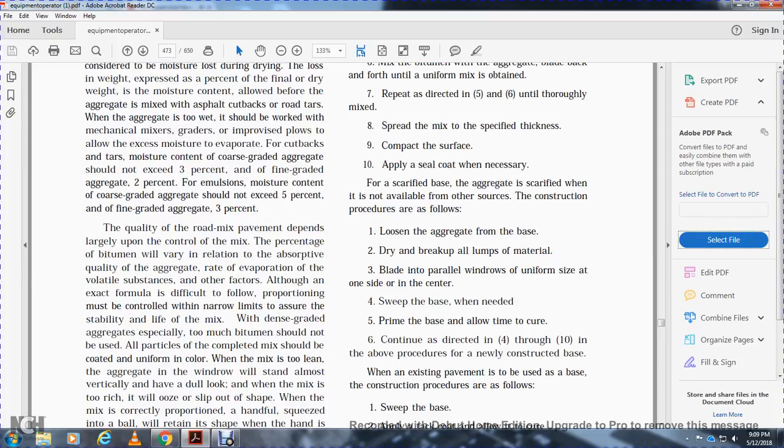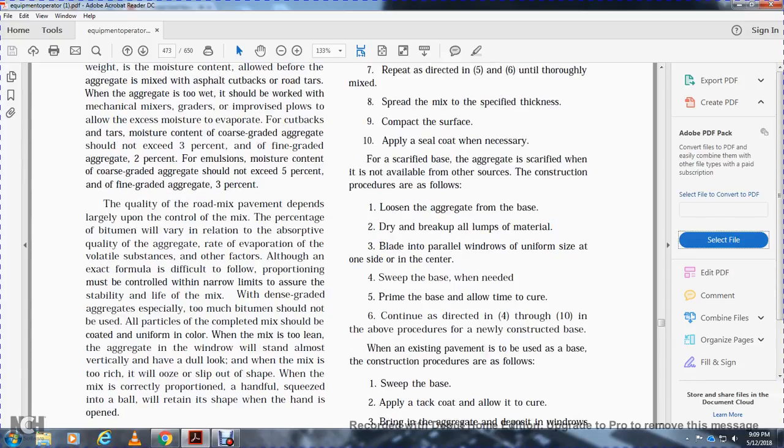Quality of road mix depends largely on the control of the mix. The percent of bitumen varies in relationship with the quality of the aggregate, the rate of evaporation of volatile substances, and other factors. Although an exact formula is difficult to follow, the proportion must be controlled within narrow limits to ensure the stability and life of the mix. For a dense grade of aggregate, especially, too much bitumen should not be used.